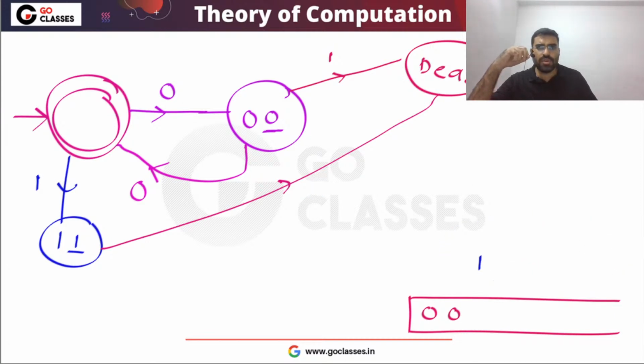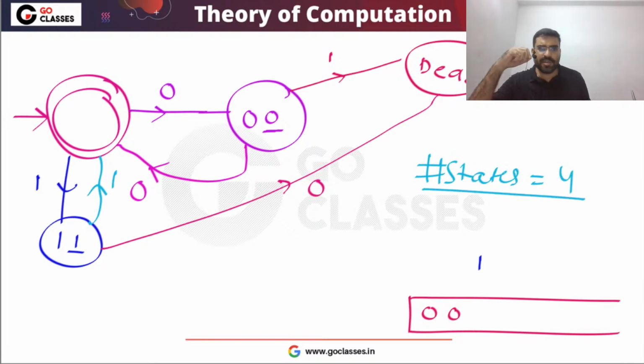So we should go to the dead state. After 1, if another 1 comes, then I can go here. This is your DFA. That's it. So how many states do we have? The number of states is 4.